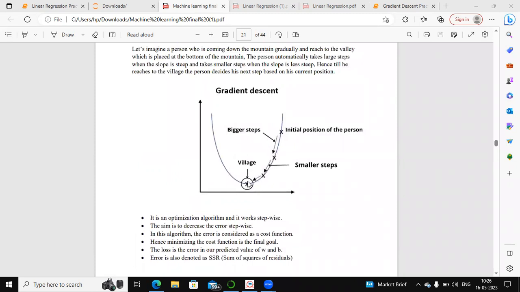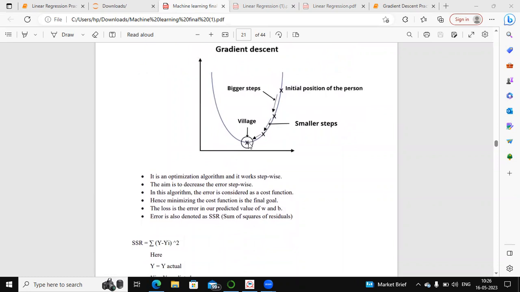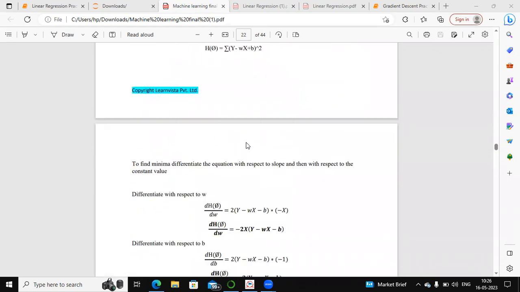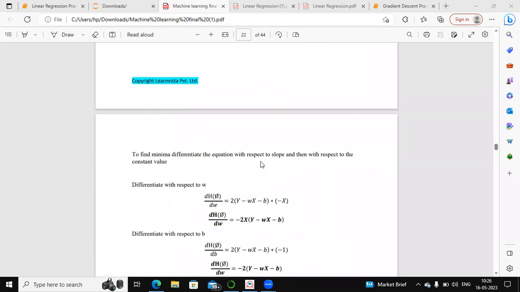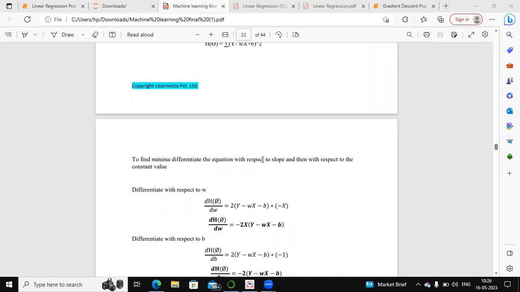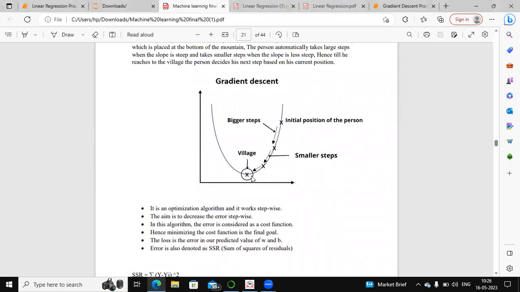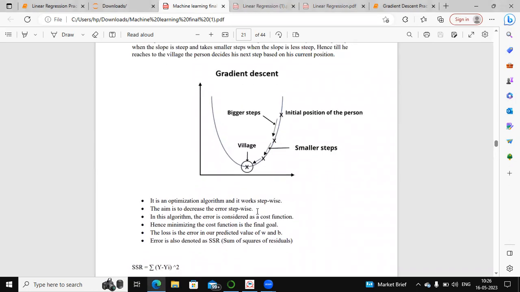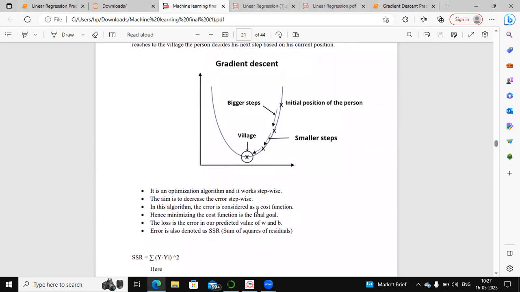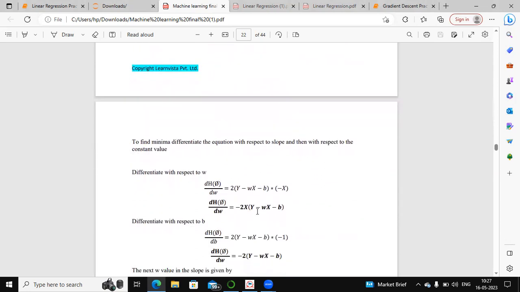We have to find this minima where we differentiate the equation of line with respect to slope, and then with respect to the constant. This is the minimum where the cost function reaches zero. We have to make sure that the cost function at least reaches zero. A cost function of zero indicates 100% accuracy. So we are trying to minimize the cost function, which is our error.